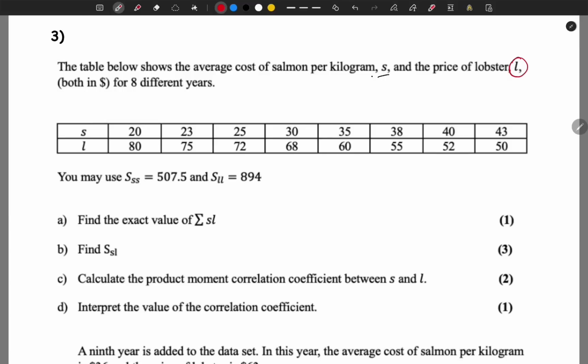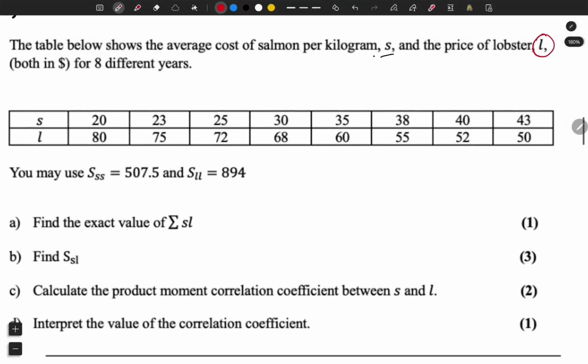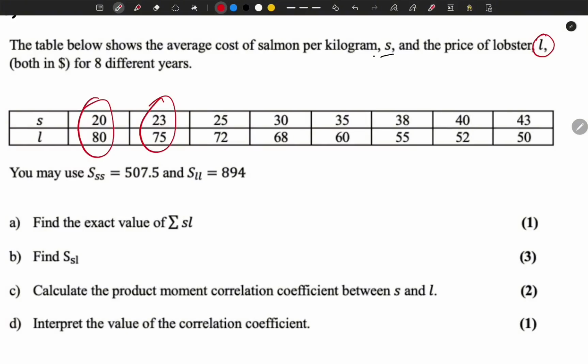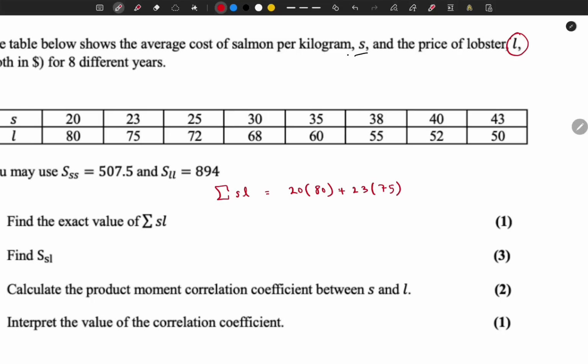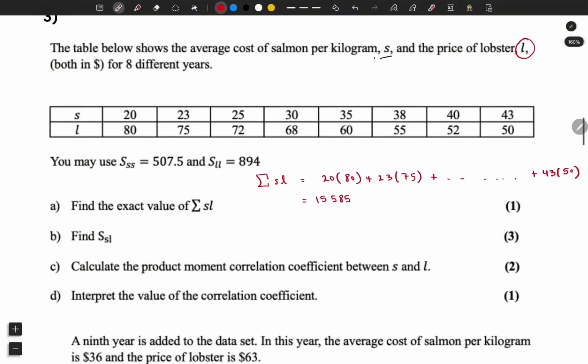Now in the first question, we need to find the exact value of summation of SL. So it's quite easy, because for summation of SL, you basically need to multiply the individual values and add them. So summation of SL will be 20 times 80 plus 23 times 75 plus and so on up to 43 times 50. So the summation of SL will be 15,585. So that is the answer to part 1.